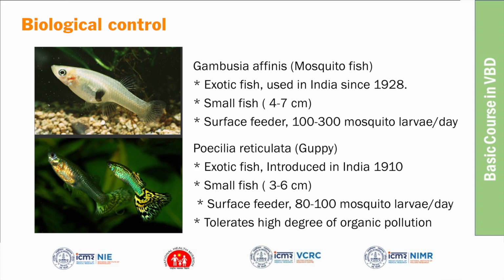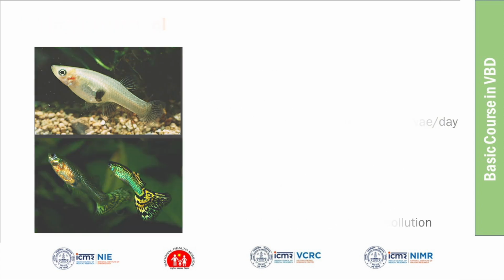So what is the difference between Gambusia affinis and reticulata? Poecilia reticulata tolerates a high degree of organic pollution when compared to Gambusia affinis. So for slightly polluted habitats, you can use guppy. For more freshwater, clear water, you can use Gambusia affinis.